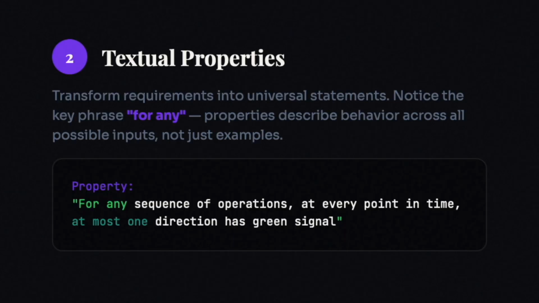Step 2. Textual properties. Now transform it into a universal statement. For any sequence of operations at every point in time, at most one direction has a green signal. See that phrase, for any? That's the key. Properties describe behavior across all possible inputs, not just examples, everything.